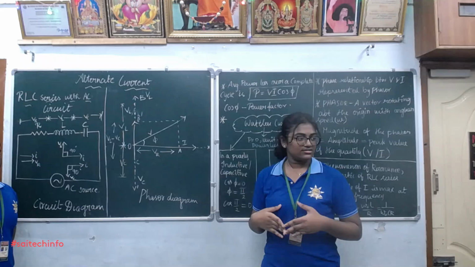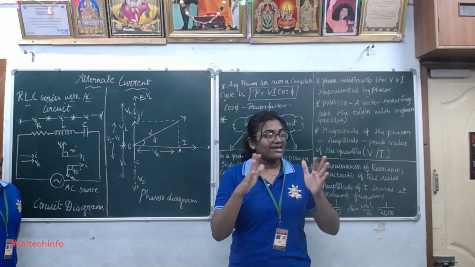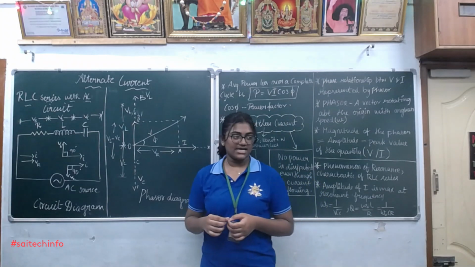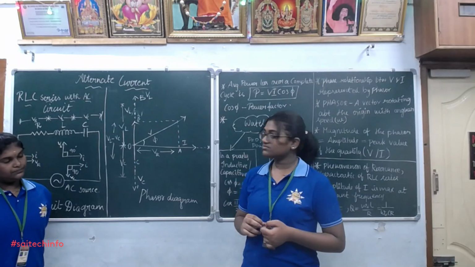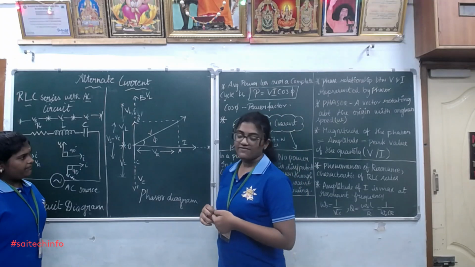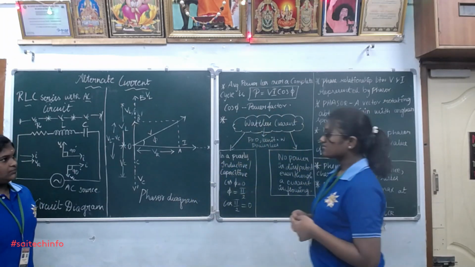What is that phi? Phi is used to indicate the angle between two vectors. That is the phase angle, the phase of the rotating vector. Which are the two rotating vectors here? The current vector and the voltage vector. Good. Now you can proceed.